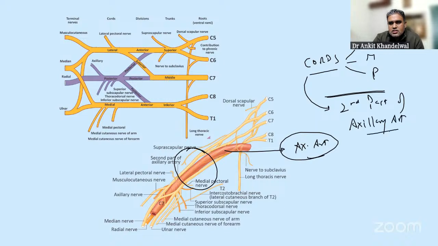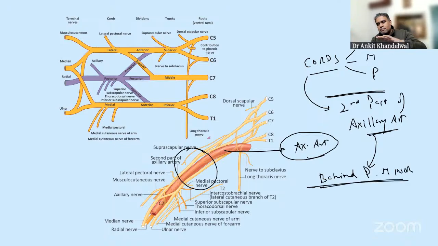If I ask you, this second part lies before the pectoralis minor muscle, after pectoralis minor, or behind pectoralis minor, what will be your answer? You can pause it and think and even write in the comment box. The second part of the axillary artery will be, yes, behind pectoralis minor. It is behind the pectoralis minor muscle. So if you reflect the pectoralis major, first of all, you cut the skin and fascia over here.